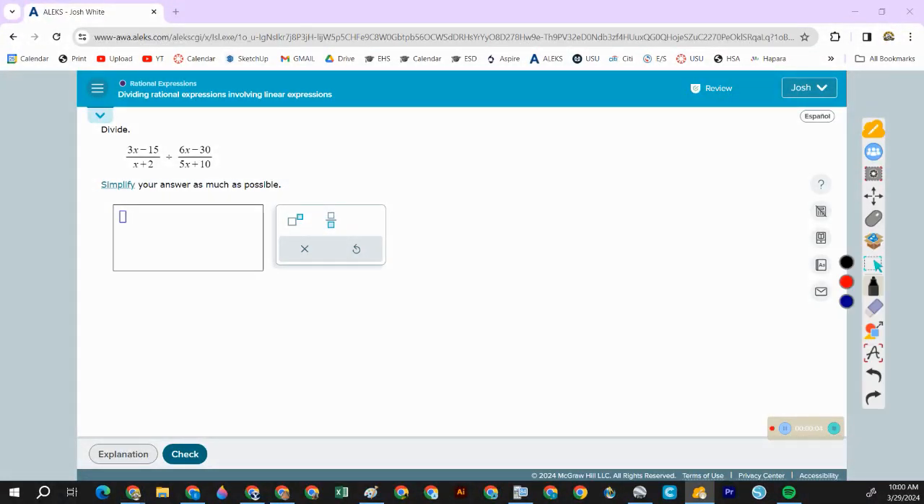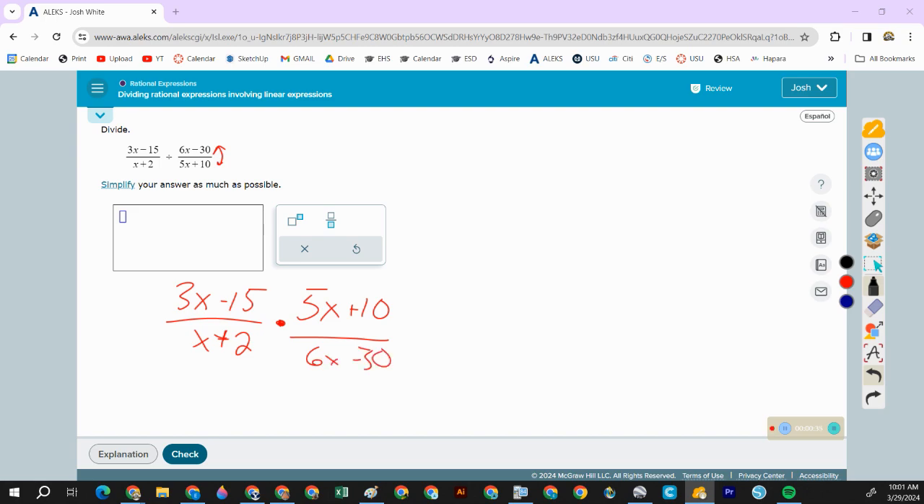This is 7.1b. We're going to be simplifying rational expressions. And here we have a rational expression divided by a rational expression. So we need to flip this one upside down. So we get 3x minus 15 over x plus 2, and we'll multiply by 5x plus 10 over 6x minus 30.